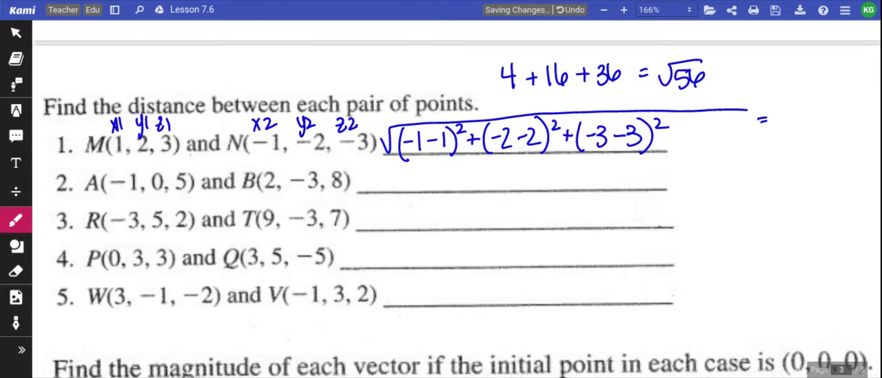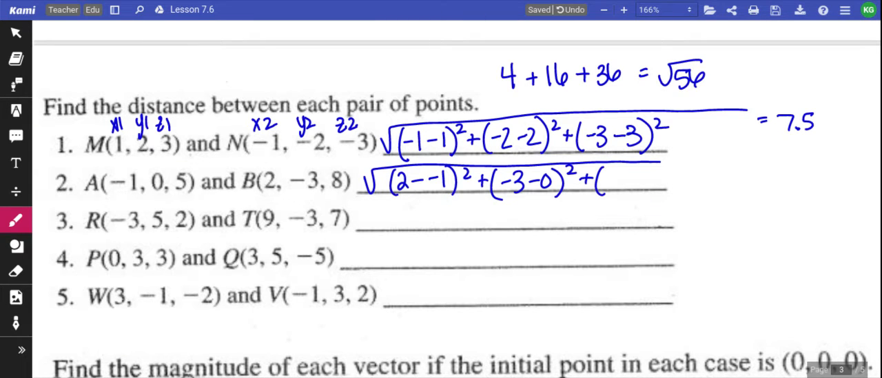And the square root of 56, calculator, square root of 56 is 7.5. So one more here, I'll have (2 minus -1) squared plus (-3 minus 0) squared plus (8 minus 5) squared. So I have the square root of 3 squared plus 3 squared plus 3 squared, 5.2.